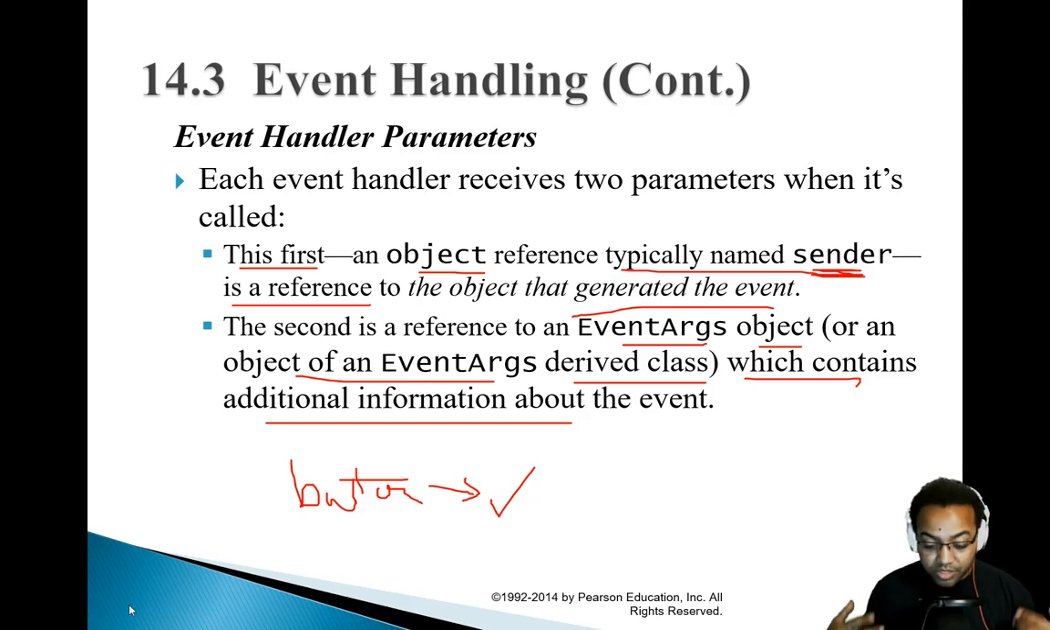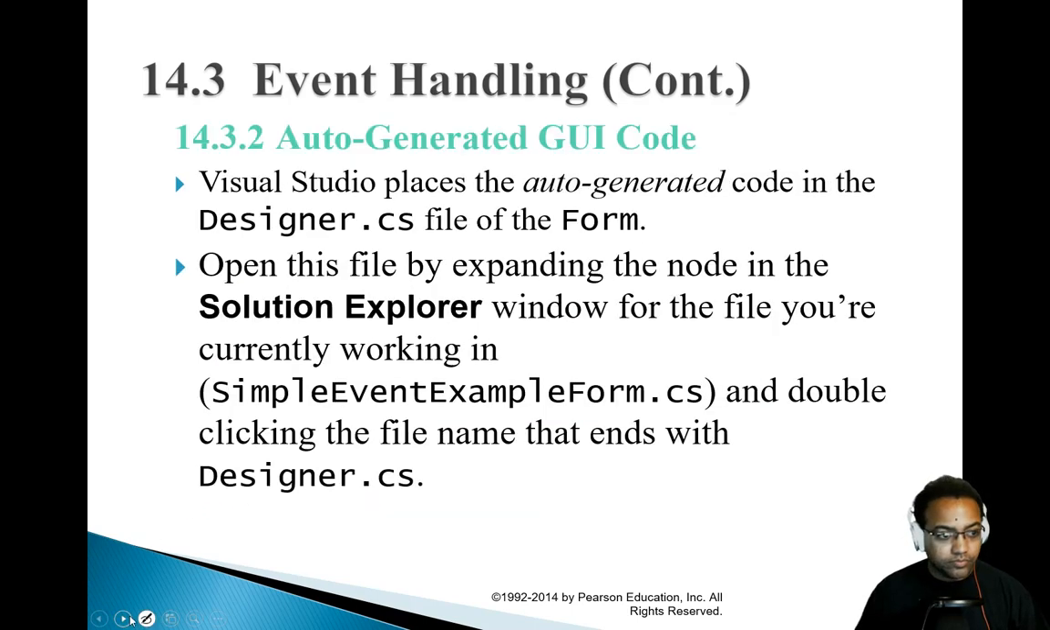So when the event listener is created, we don't have to define how it listens. We just need to define what it does after the event was executed. EventArgs itself will know what to do. Visual Studio places the auto-generated code in the designer.cs file of the form. Open this file by expanding the node in the Solution Explorer window for the file you're currently working with, and double-clicking the file name that ends with designer.cs.